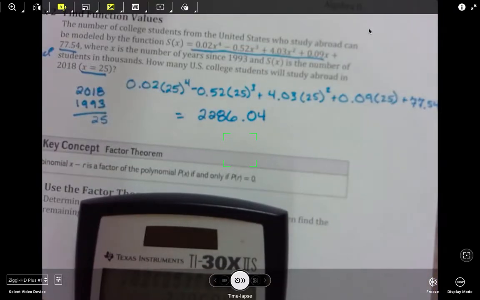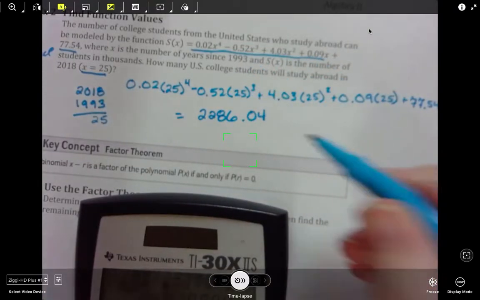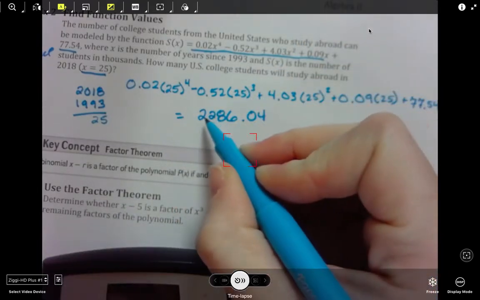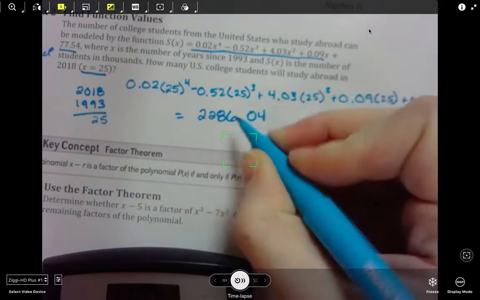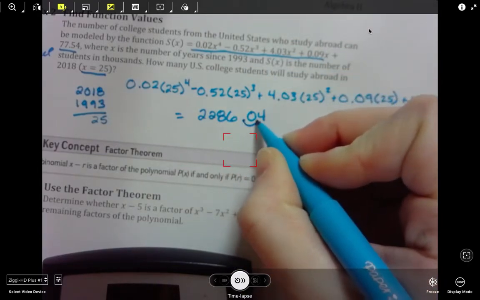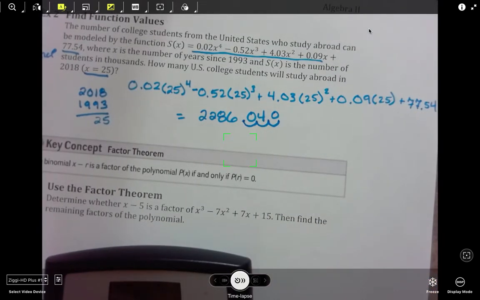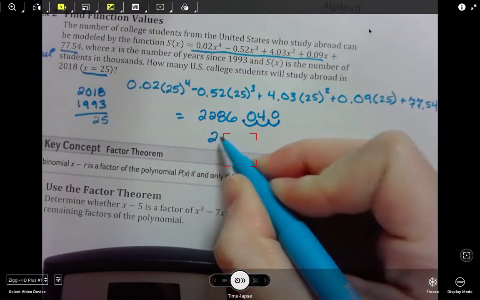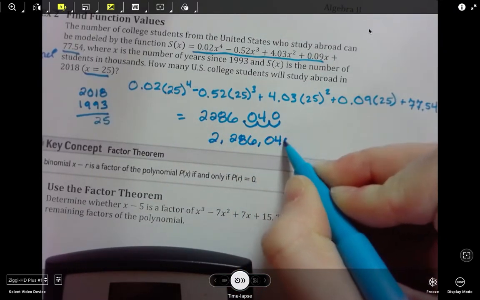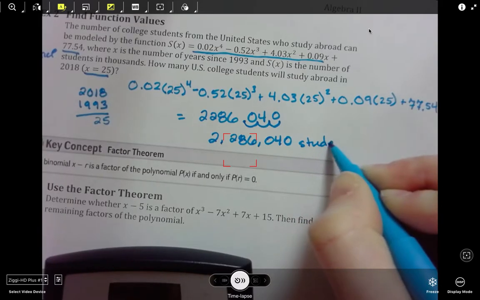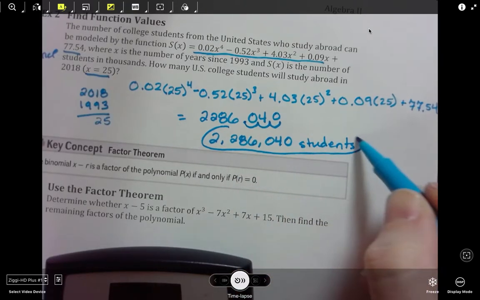Okay, is 2286.04. Now remember that that number is the number of students in thousands, so it's actually 2,286,000, which means that if we want to write that out correctly, we can move the decimal 3 places, because that would be thousands, and it's actually going to be 2,286,040 students are going to study abroad from the 2 million students study abroad in 2018.